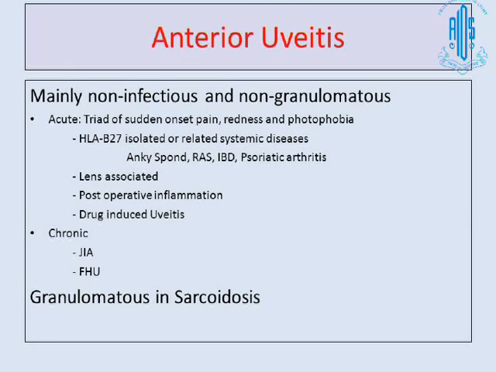As Sir has already said, anterior uveitis is mainly non-infectious and non-granulomatous. The only variety he has shown you is the viral, where you don't miss the high pressure and the iris atrophy patches. Then these are the non-infectious varieties of anterior uveitis.